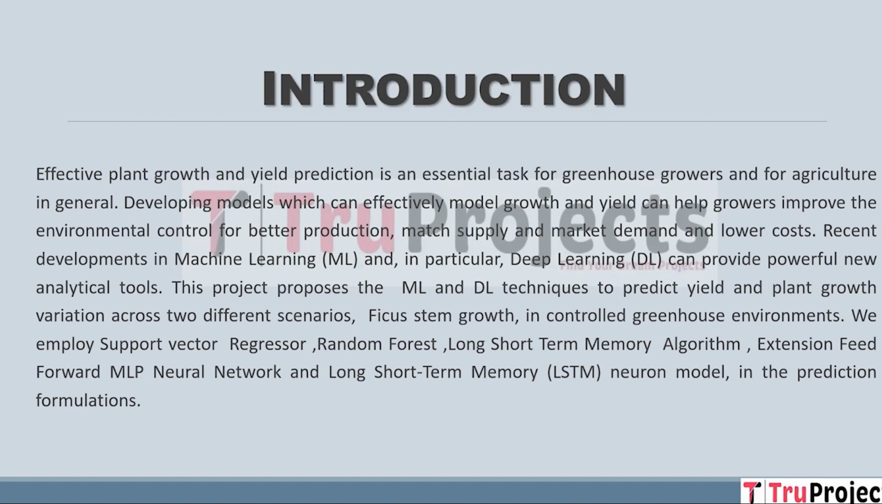Recent advances in machine learning, particularly deep learning, have the potential to give powerful new analytical tools. This project proposes the use of machine learning and deep learning approaches to forecast yield and plant growth variance in two different ficus stem development scenarios in controlled greenhouse conditions. In these prediction formulations, we use support vector regressor, random forest, long short-term memory, and extension feed-forward MLP neural network.